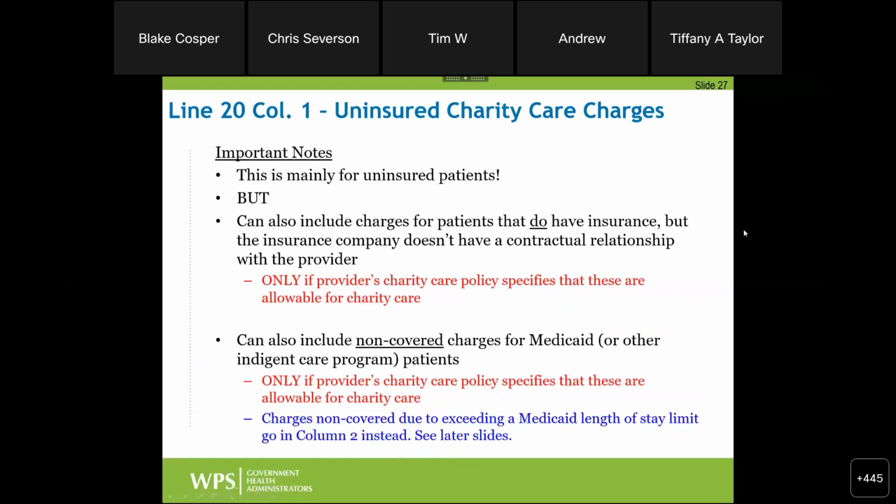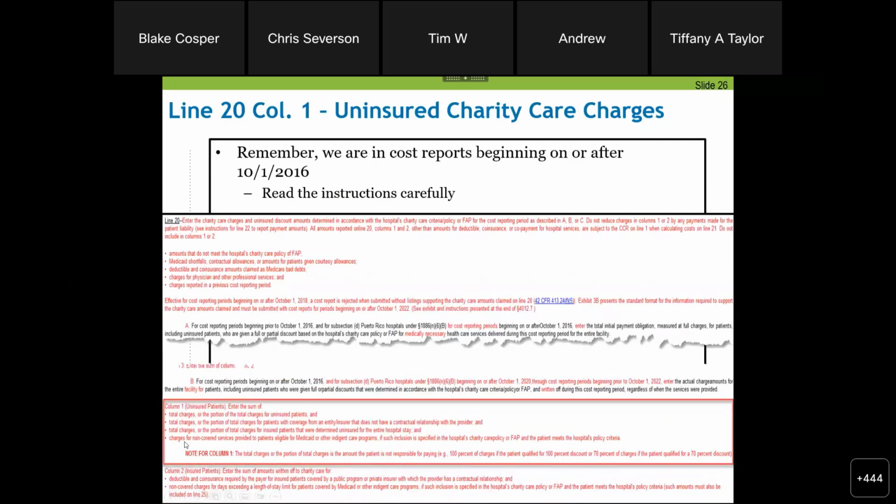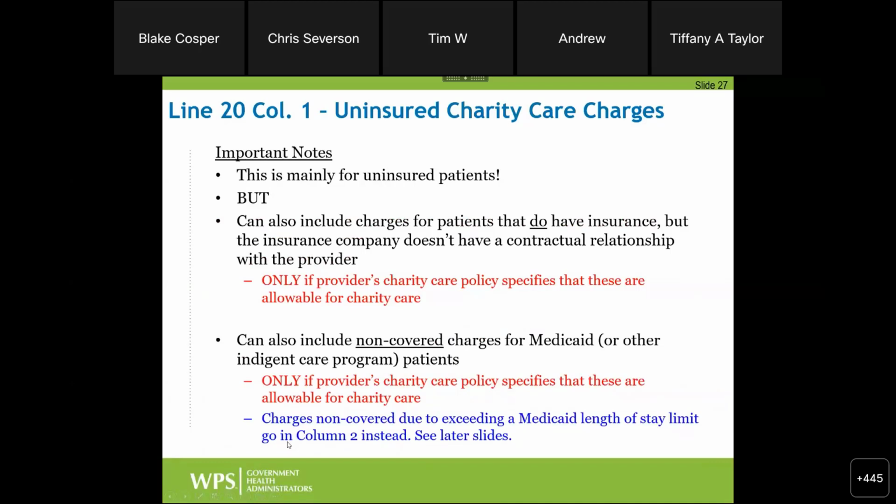So what we have here is really just kind of a repeat of what I just said. Again, your charity care policy has to specify that. Now, there's one other piece I wanted to talk about. Let me go back. This last bullet point talked about Medicaid or other indigent care programs, but it talked about non-covered services just in general, because that would be entirely a charge-based item. The entire stay, in many cases, was non-covered, so it's charge-based.